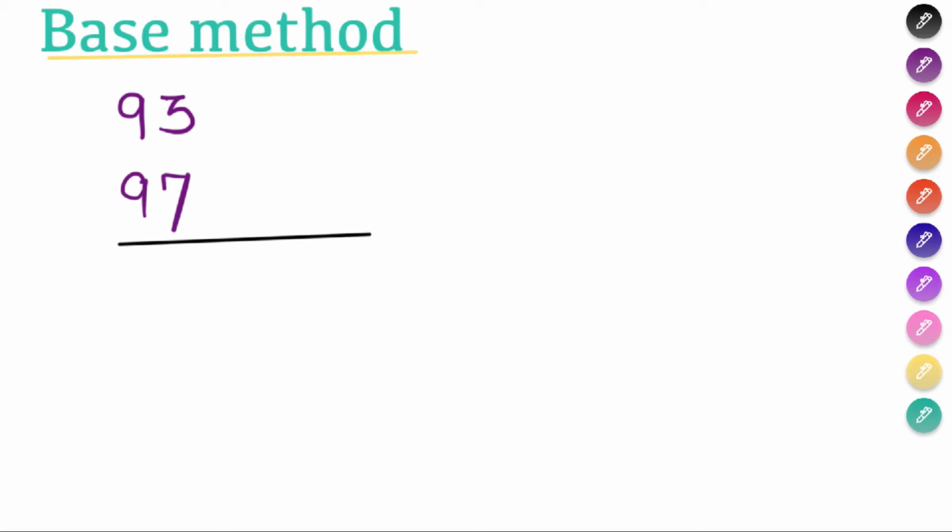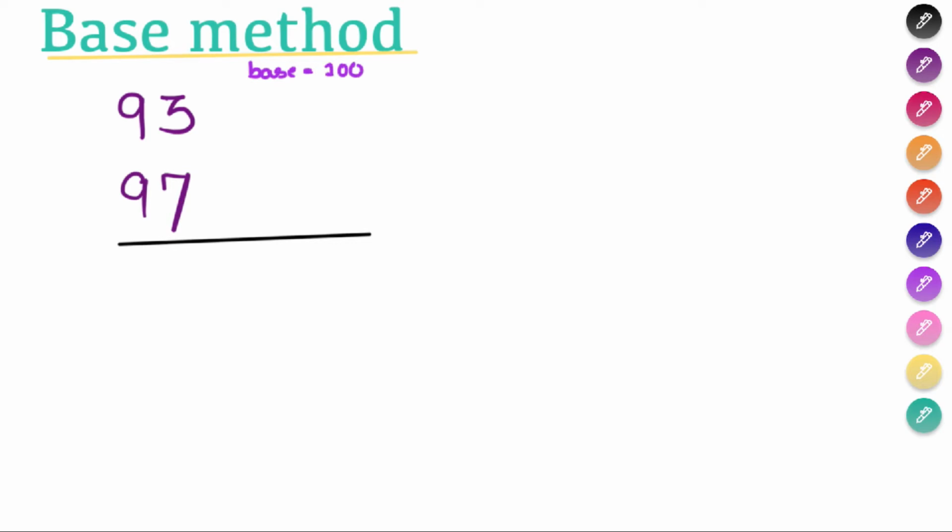The number that comes to my mind is 100. 100 is close to both 93 and 97, and we also know the multiplication table of 100. 100 into 1 is 100, into 2 is 200, into 3 is 300. So we know the multiplication table as well. So we will take the base as equal to 100.